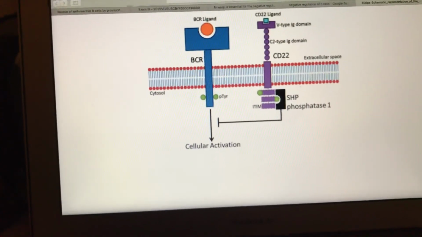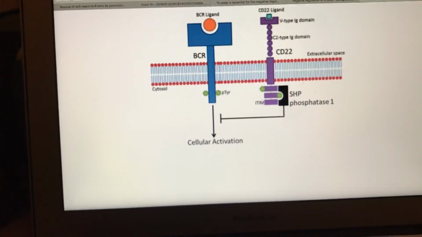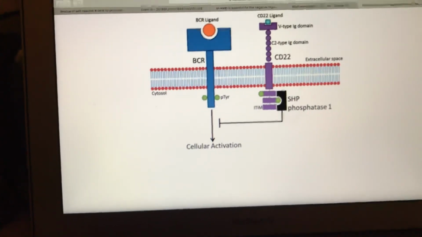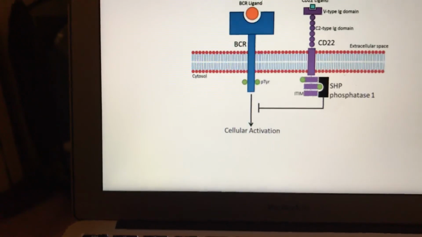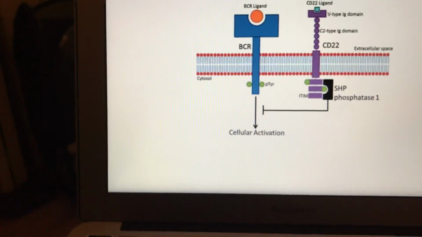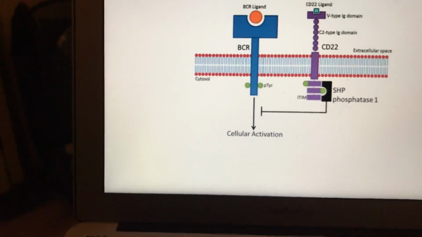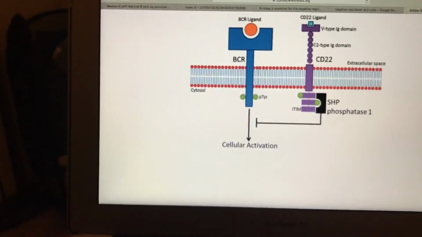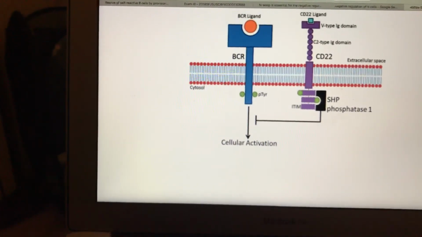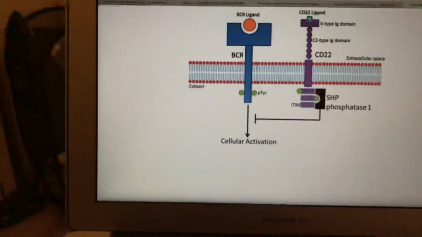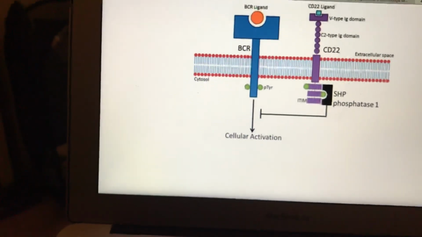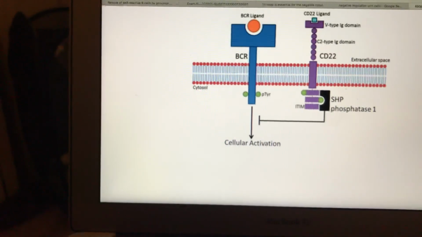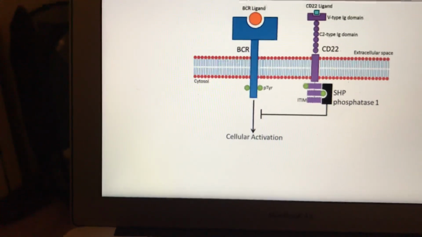So it's kind of cool how negative regulation of B cells can relate to other things outside to help us with research and also with B cell regulation. So that was just something kind of cool that I found.